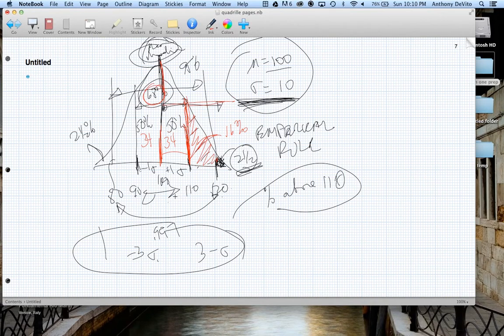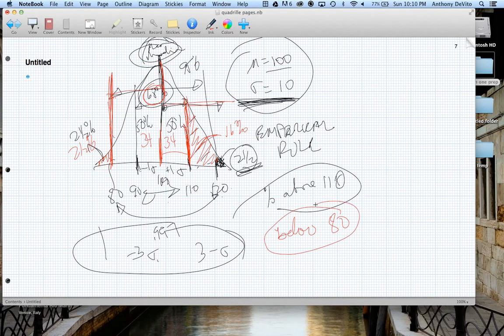If I asked you what percentage of the population was below 80, you would say, oh, well, that's over here. That's 2 standard deviations below the mean. Two standard deviations below the mean is going to leave 2.5% in here. So 2.5% of this population is below 80.